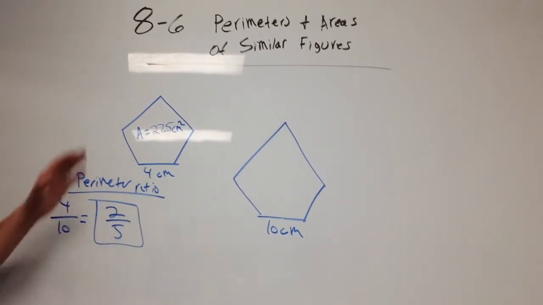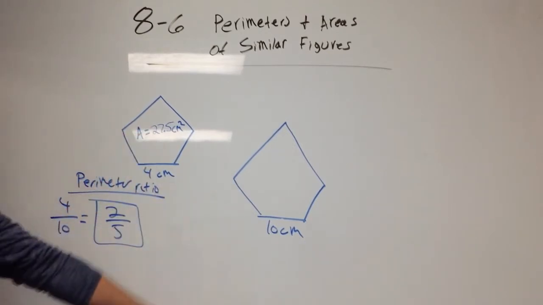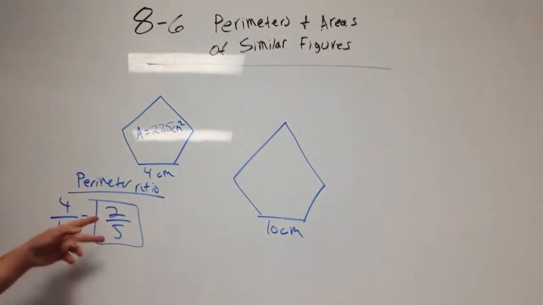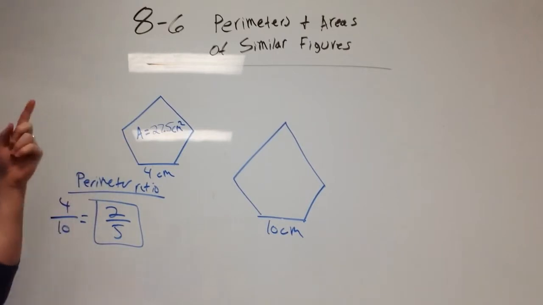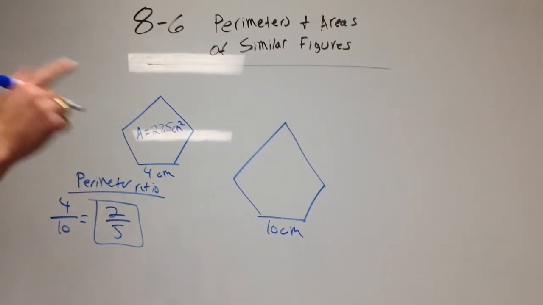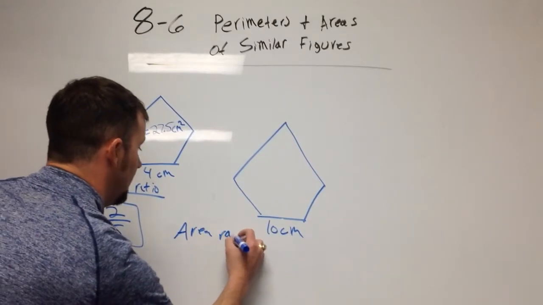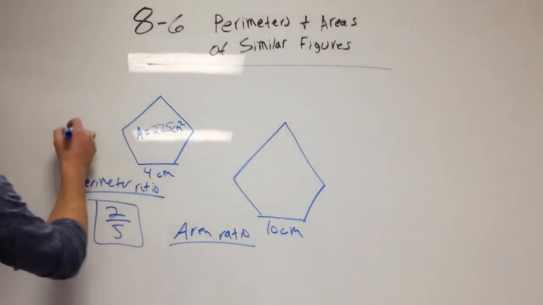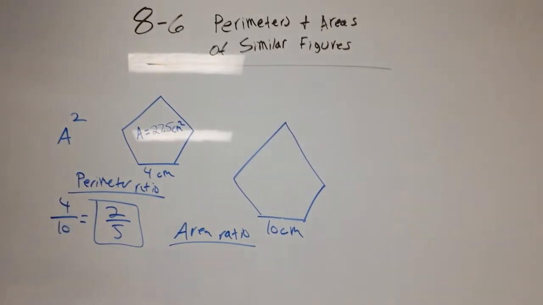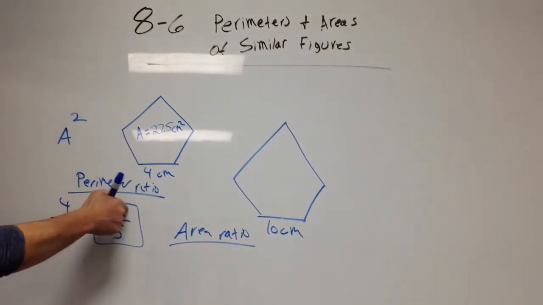So let's say I wanted to find, if I knew the perimeter of this one and I wanted to find the perimeter of the bigger one, I could use this ratio. But I'm dealing with areas. So I need to find the area ratio. So remember, I told you guys earlier that area is always measured in squared units. So that means I'm going to take the perimeter ratio and I'm going to square it.